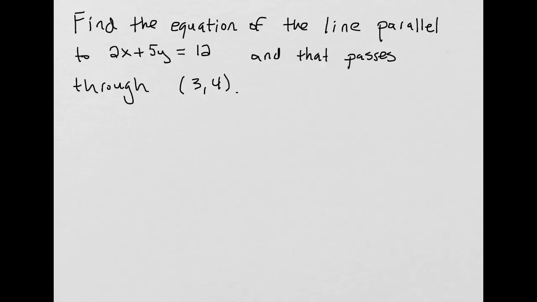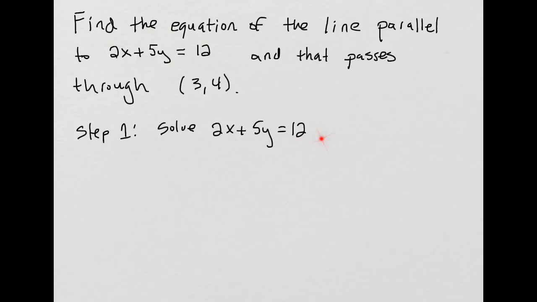Hello and welcome. In this video, we're going to be finding the equation of a line parallel to another line and that passes through a given point. So our first step in finding an equation that's parallel to this guy and passes through this point is I want to take this equation and figure out what its slope is. So to do that, we're going to put this equation in slope-intercept form as our first step.